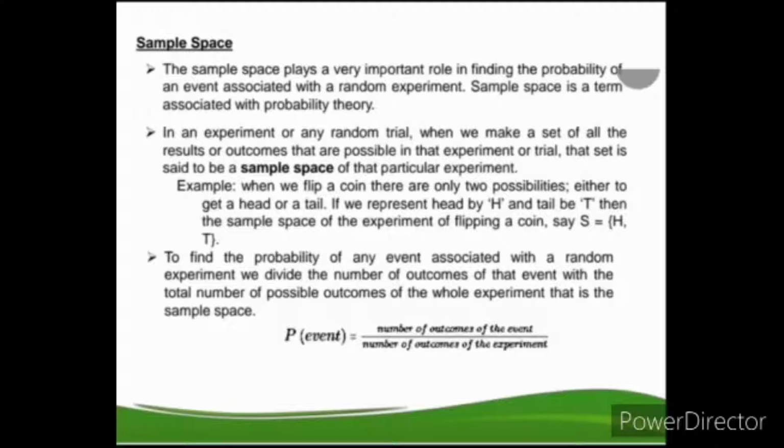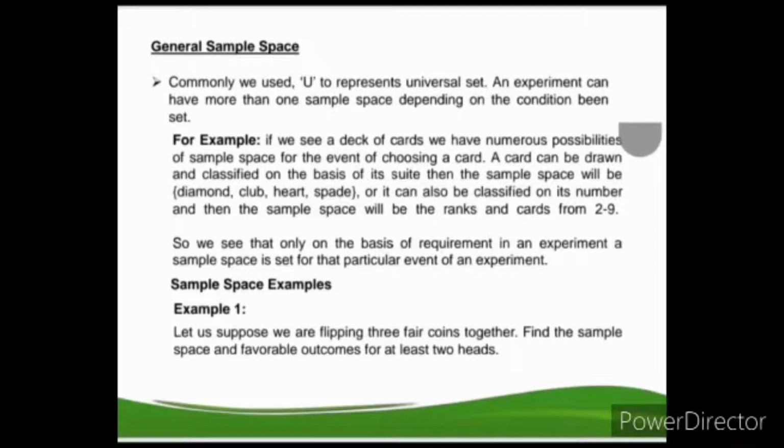Let's proceed to the general sample space. Commonly, we use the sign of universal set. An experiment can have more than one sample space depending on the condition being set. For example, if we see a deck of cards, we have numerous possibilities of sample spaces for the event of choosing a card. A card can be drawn and classified on the basis of its suit.